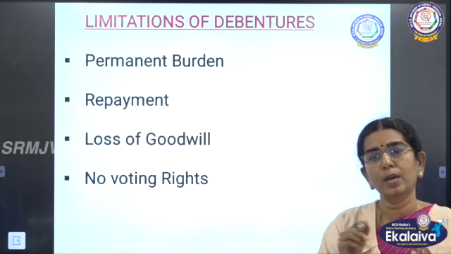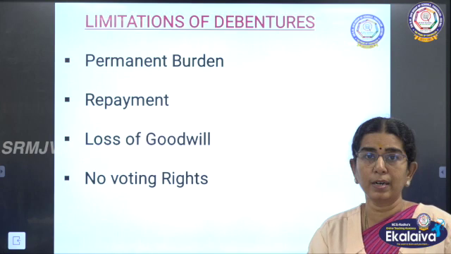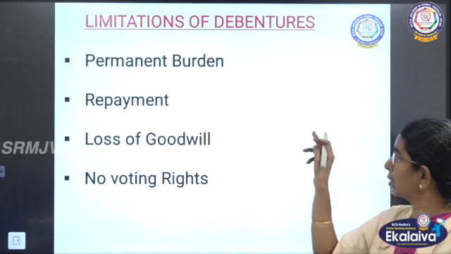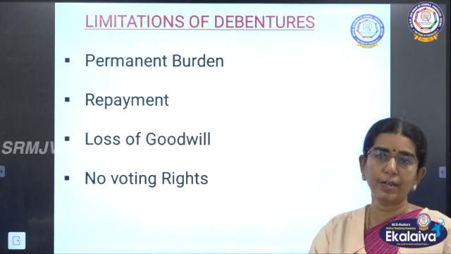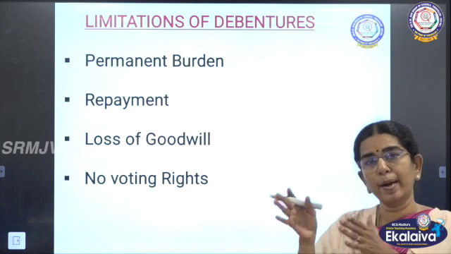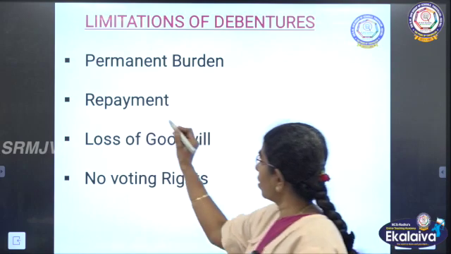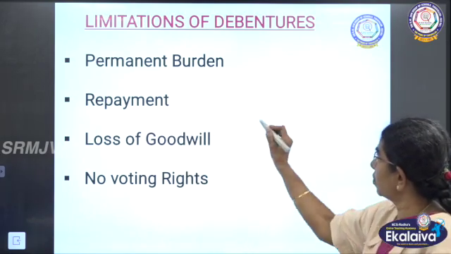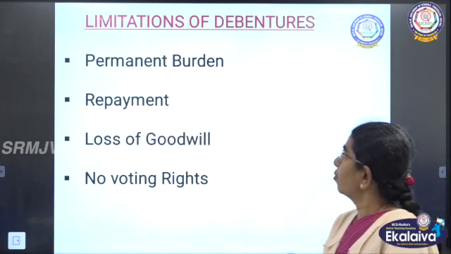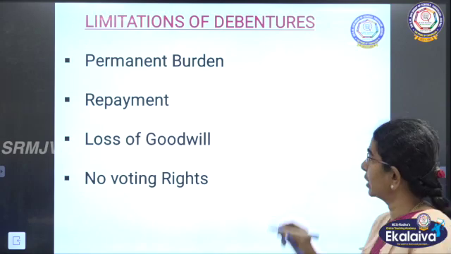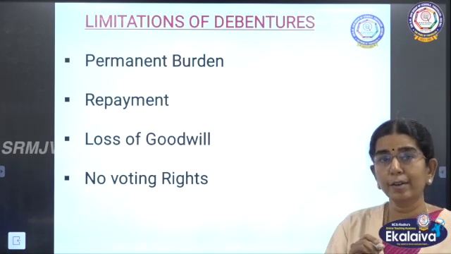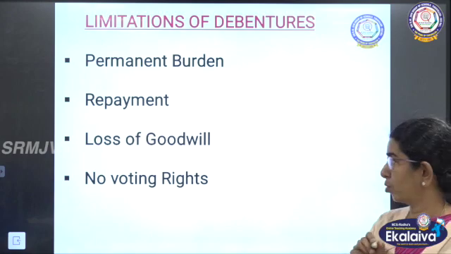Sometimes the company may have some financial difficulties. During that time also these debenture holders have to be paid interest as well as the principal amount on the due date. So, the repayment of the principal amount for the debenture holders is compulsory on the due date, during the difficult situation of the company also.